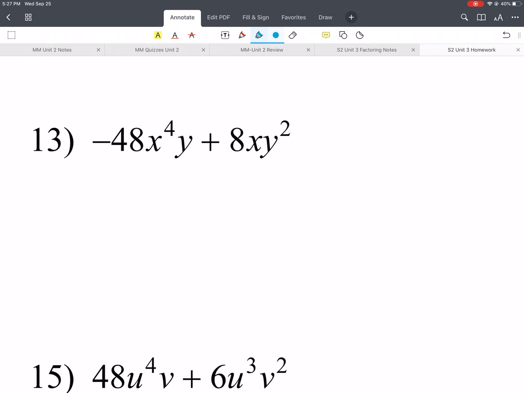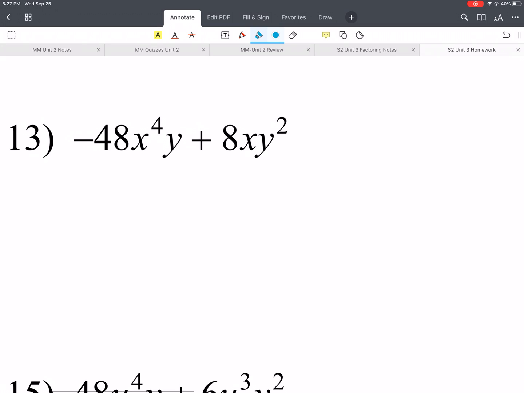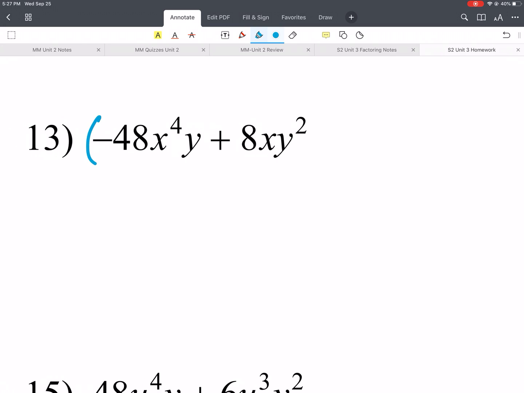Somebody was asking, what do we do when we have multiple variables? Here we do kind of the same thing. We'd look at the numbers. So what would be the greatest common factor for the numbers? Well, since it's a leading negative, we would have a negative, and then we can divide each of those by 8. Now we would look at just the x's. What would be the smallest exponent? Well, the smallest exponent would be x. Now we'd look at the y's. Smallest exponent for the y's would be y. So that would be our greatest common factor.